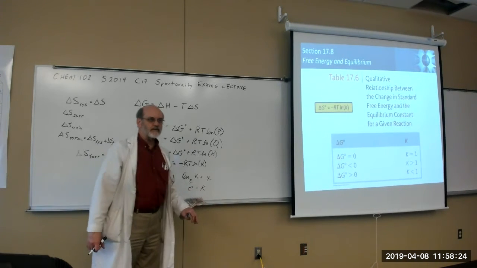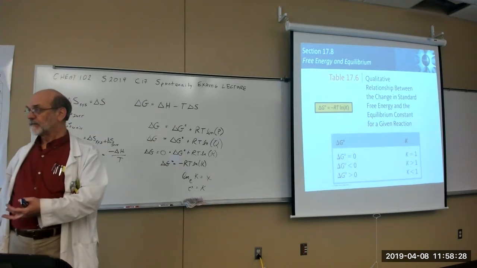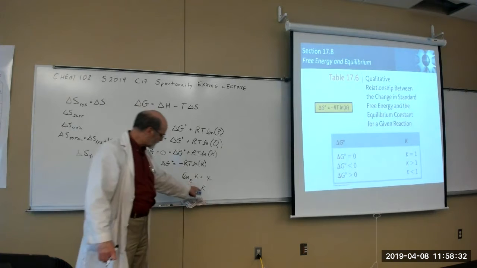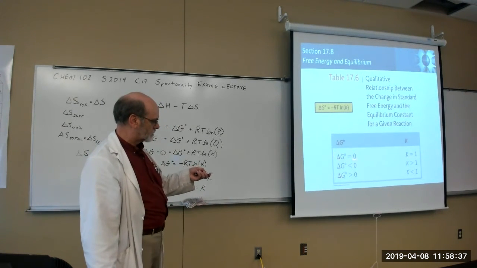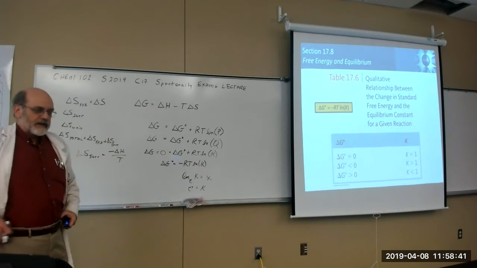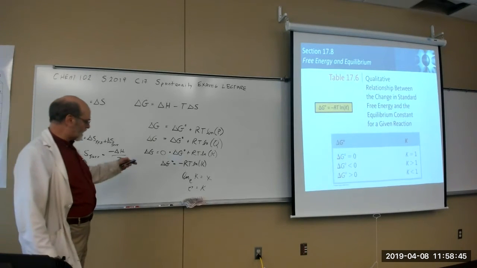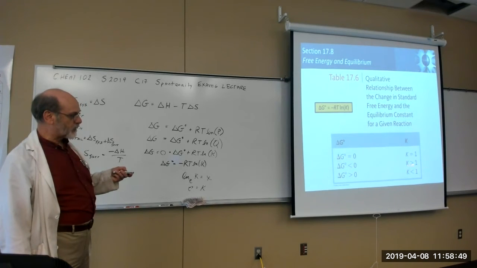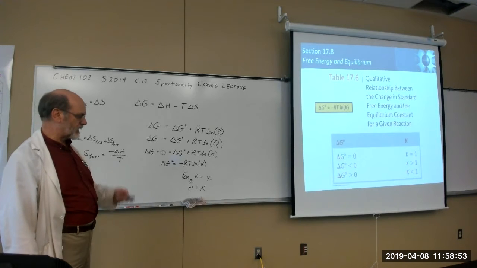So e to the 0 is equal to 1, right? Any number to the 0 power is 1. So that means K has to be equal to 1 under these conditions, right? If delta G0 is equal to 0, then K is 1. And by that same reasoning, if delta G0 is negative, then K has to be positive. And if delta G is positive, K has to be negative.